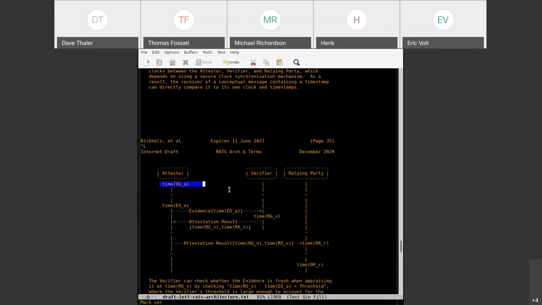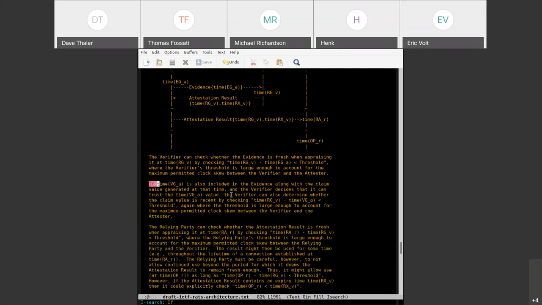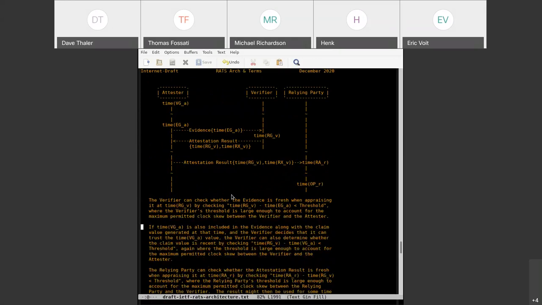And if those were perfectly in sync, that's how old the information is, right? By the time it gets to the verifier, it's as old as time VG. And if you subtract those, you can say this is 5 seconds old or something like that, right? But if the propagation delay is 30 seconds, then it's 35 seconds old, even though the clock difference is only five.